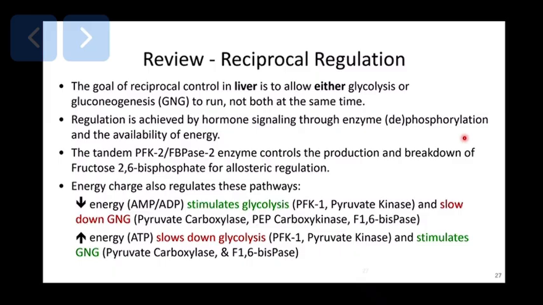We have this tandem enzyme. This guy is kind of a unique enzyme in that it has two different roles. So phosphorylation will actually control the breakdown of fructose 2,6-bisphosphate, versus dephosphorylation allows for the production of fructose 2,6-bisphosphate. And then we also see energy charge, which is a little bit more intuitive. If you don't have a lot of energy, a decrease in energy is going to stimulate glycolysis through step number 3 and 10. And it's also going to slow down gluconeogenesis through its enzymes, our two that overcome the irreversible steps, as well as fructose 1,6-bisphosphatase. Whereas if you have lots of energy, we can inhibit glycolysis in the liver cells and stimulate gluconeogenesis.